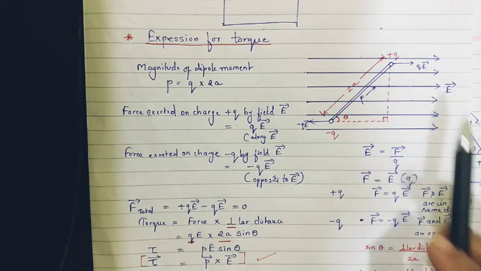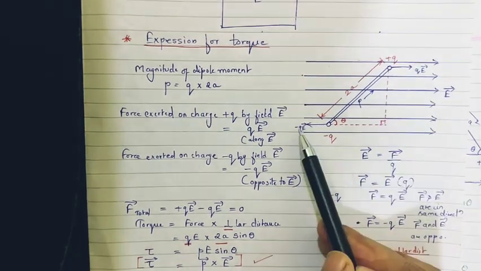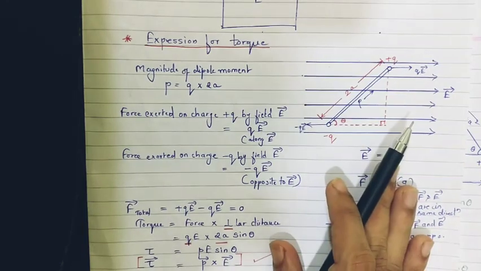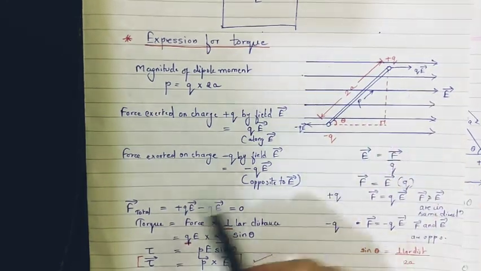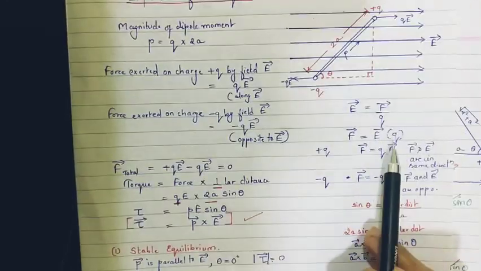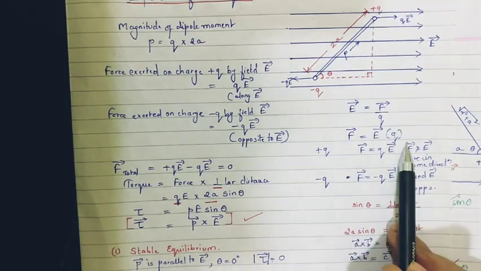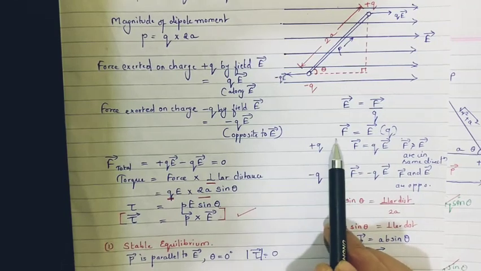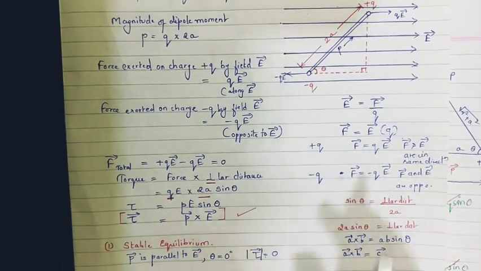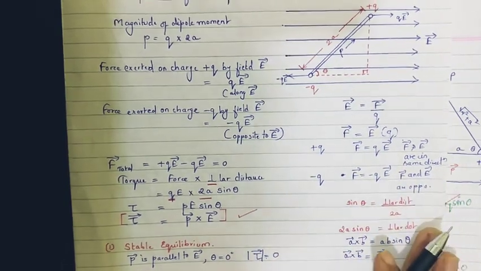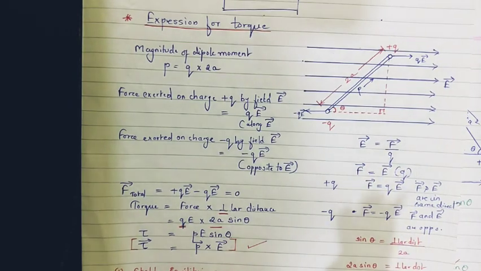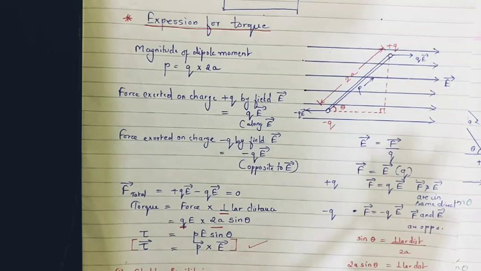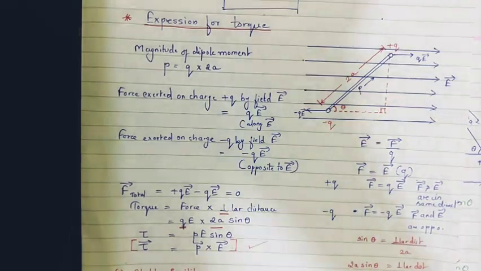I hope you understood the logic here. Q and Q will remain the same, but E will be changing because it is a non-uniform electric field, and since E is changing, the force will change. By this formula, force is E into Q. Q will remain the same, but E will change, so force will change. There will be a translatory motion when the electric dipole is placed in a non-uniform electric field.